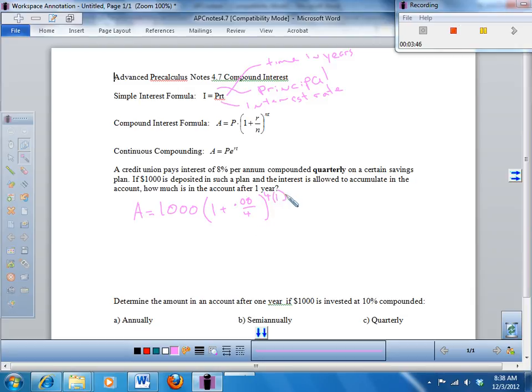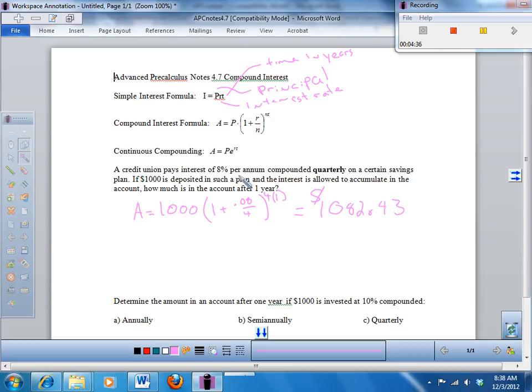Understand that? And then you just plug that into your calculator. You know how to do that, right? I don't have to do it. And you get $1,082.43. So that's how much you would have at 8%.